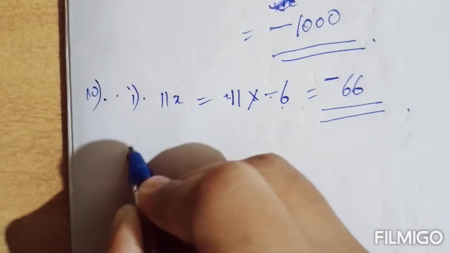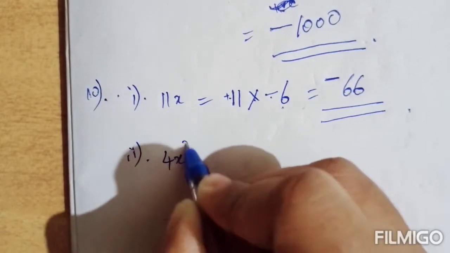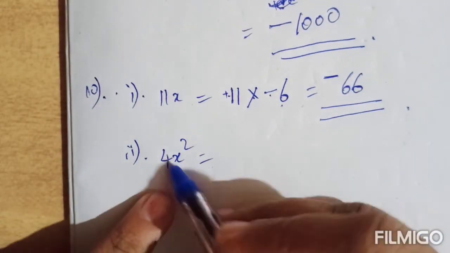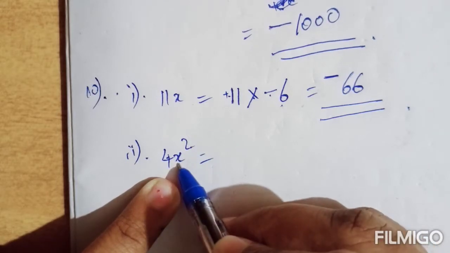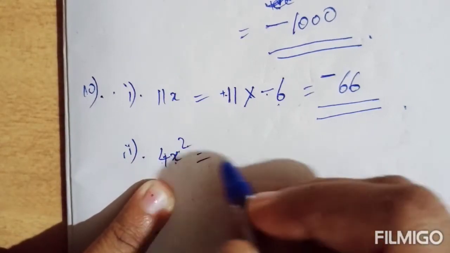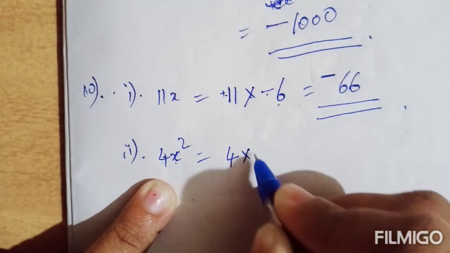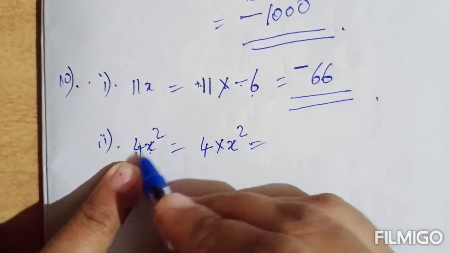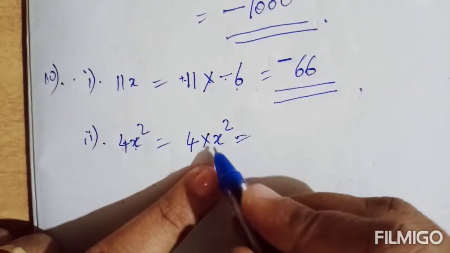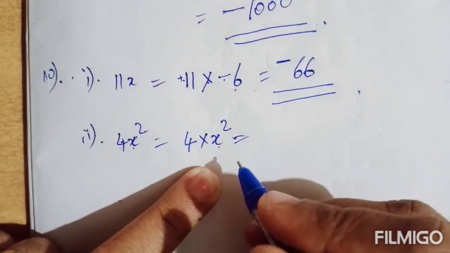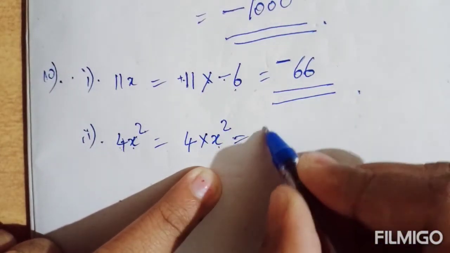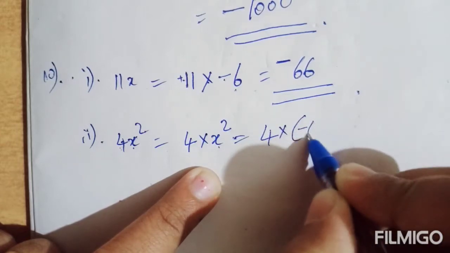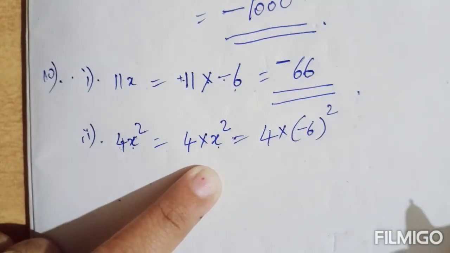Okay. Second one, 4x square. This square is for x only. 4x square is 4 into x square. We can split like this, 4 into x square. Now we can give the x value. X value is given minus 6, that is 4 into minus 6 whole square.